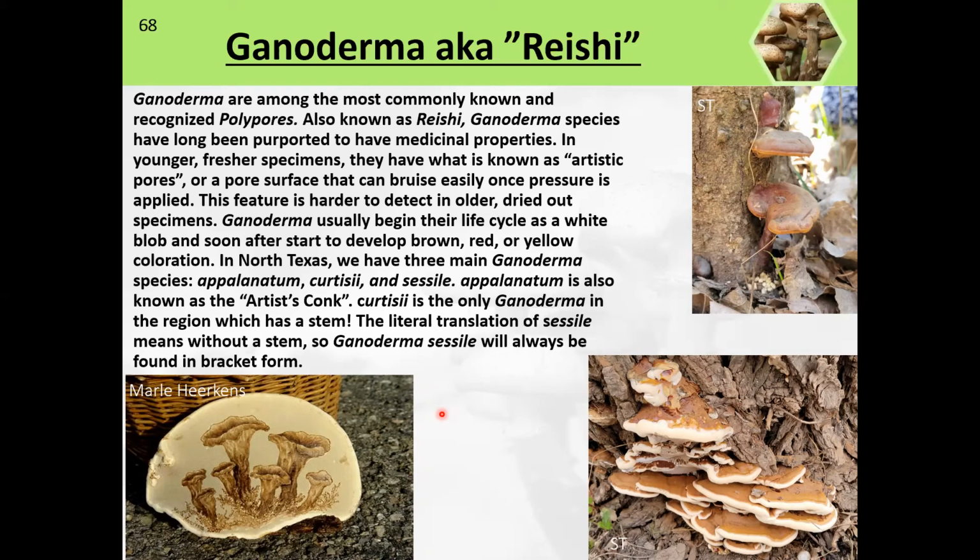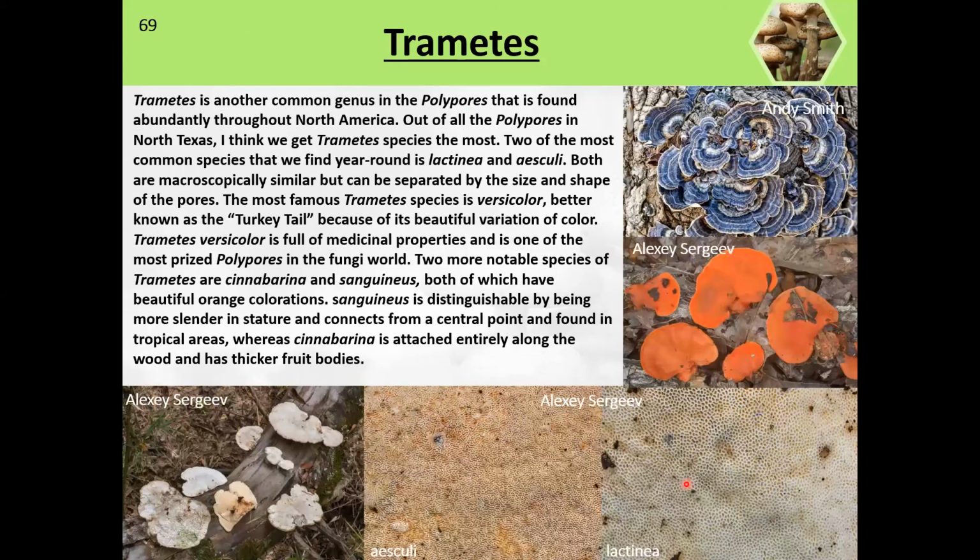So curtisii is another common species that we have here, and that's the one with the stem. But at times, as you can see, this one doesn't even have a stem right above it, so it can be very variable. And then sessile is this one that's fixed exactly on the tree itself. And sessile just means it's kind of stuck in place or fixed to the tree. So all of these have medicinal properties. People make them into tinctures and take a few drops a day.